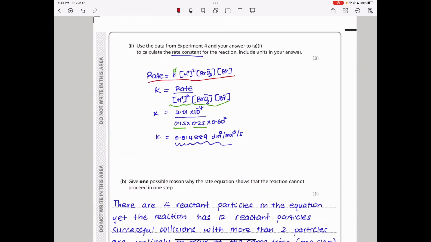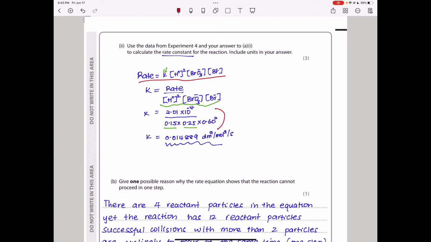So let me go back slowly. Yeah, this is what we fed in here, and then here the final answer was 0.014889. You have to take care of the units. It's dm cubed per mole per second. So I will go to the last question here.